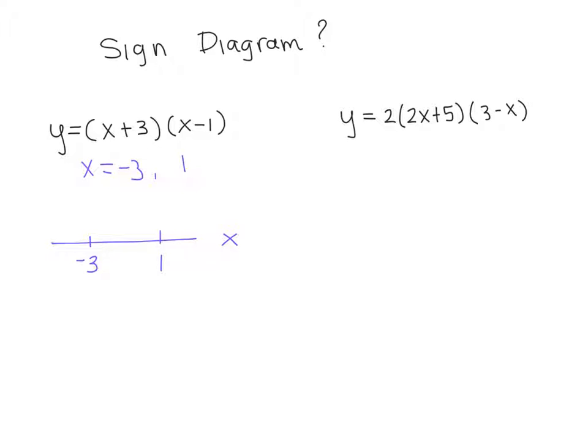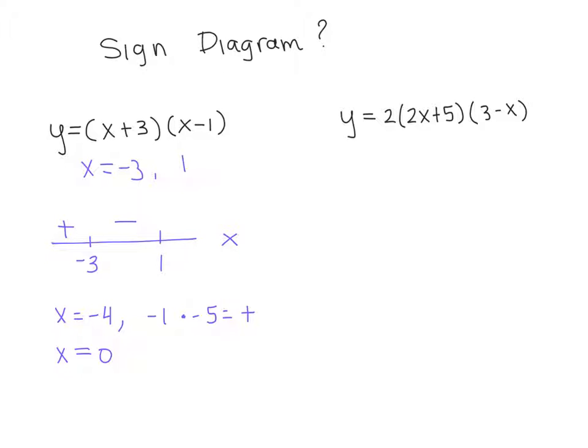So plug in a number that's less than -3, such as when x is equal to -4. We have -4 plus 3, that's -1, times -4 minus 1, that's -5. So that returns the value of positive 5. So positive. In between -3 and 1, always the easy one is 0. So when we plug in x equal to 0, we have 3 times -1, so that's going to be negative.